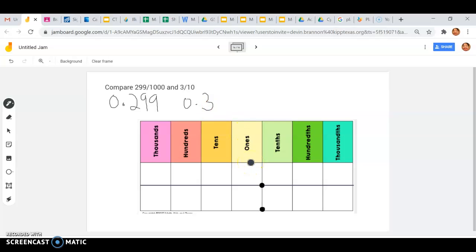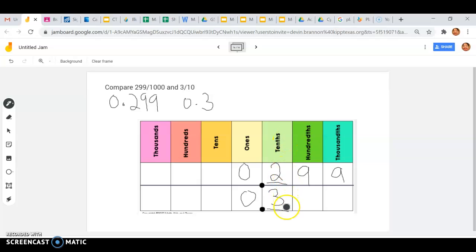Just like the first problem, we want to write it in our place value chart, and we want to make sure that our numbers are in the right place on our place value chart. So we have 299 thousandths and we have 3/10. The first place value that we're going to want to check is our tenths place, because that is our largest place value, so it has a digit in the largest place value.